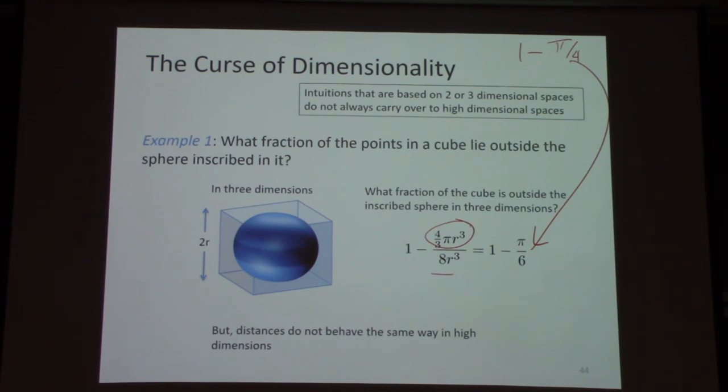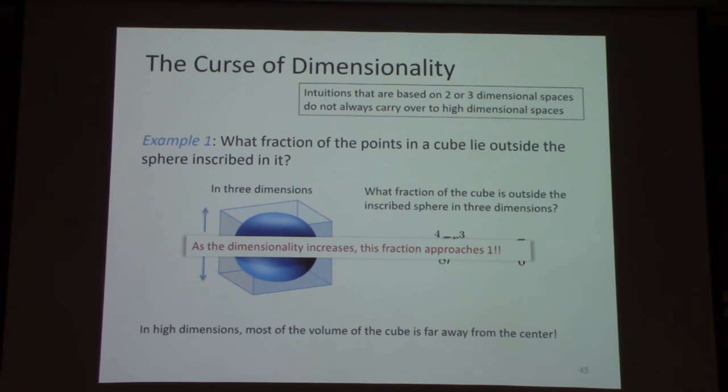In high dimensions, distances behave in weird ways. I'm not going to prove it, but you should try to think about how to prove this. As dimensionality increases, the fraction becomes close to 1. As the dimensionality approaches infinity, this fraction approaches 1. Now let's think about what this means. You have a cube in d dimensions, you have a sphere occupying the cube entirely in d dimensions, and yet most of the cube lies outside the sphere.